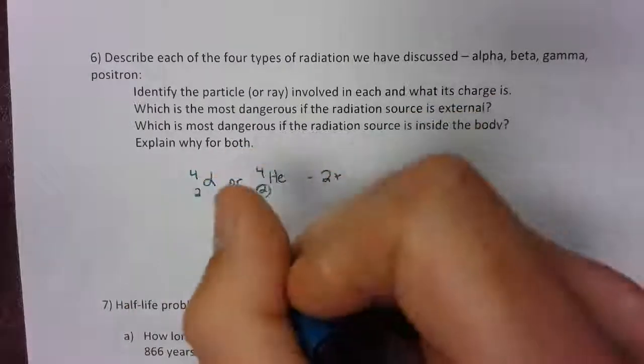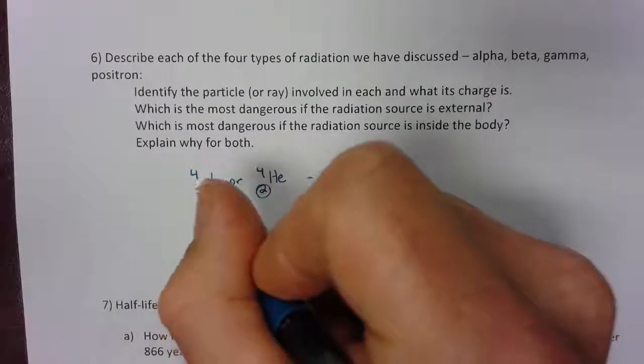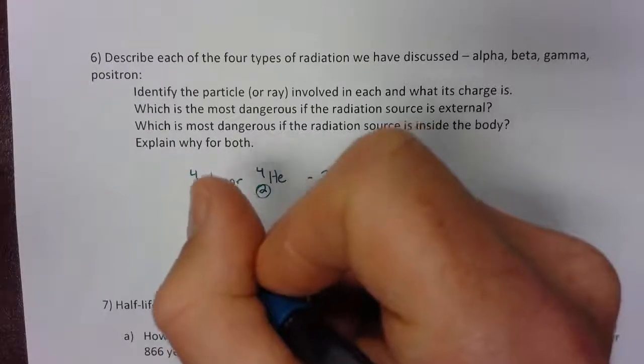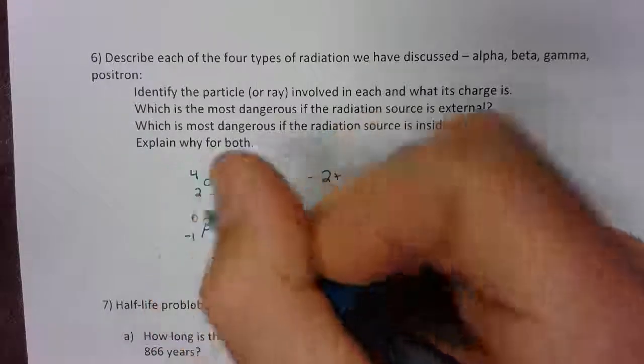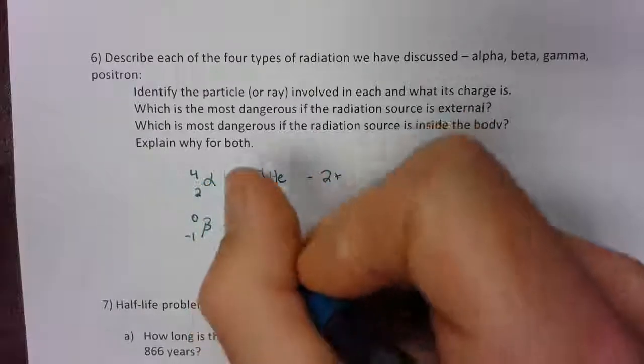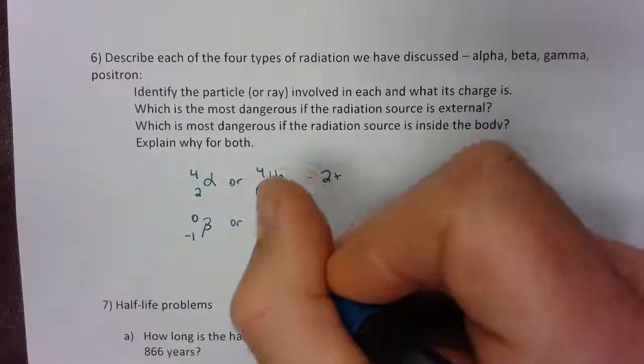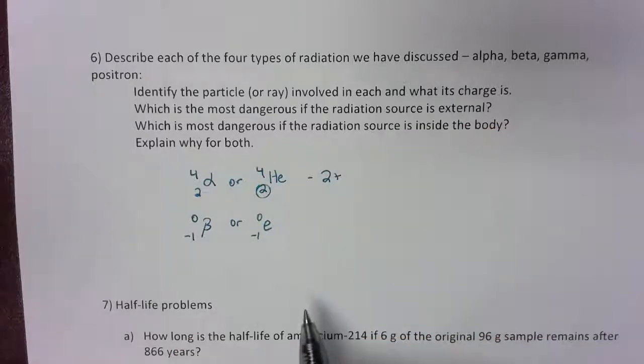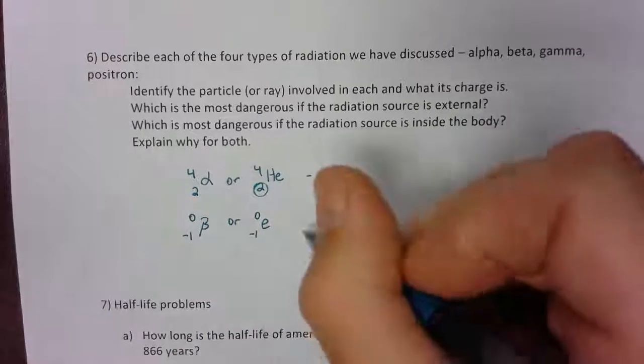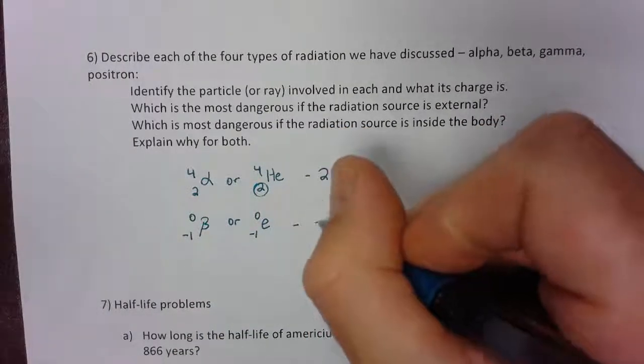In beta emission, here's the beta particle, sometimes also denoted this way as an electron, same thing, and the charge here is going to be -1.